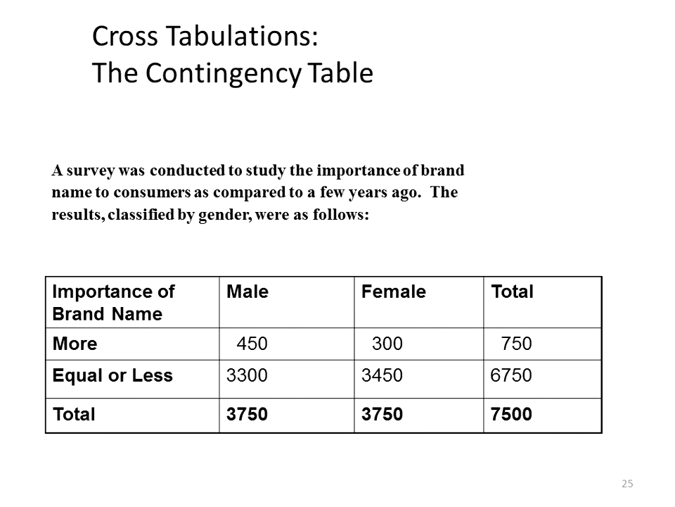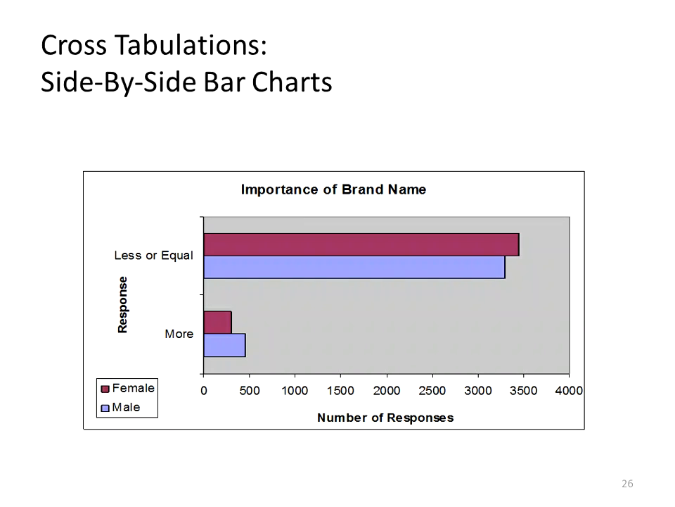This is just an illustration of how a cross tabulation looks, where you have the importance of brand name, and then gender, which is male and female, and you get the respective values and the totals, and then you can make use of this to answer questions. Now a side-by-side bar chart is what we have here.